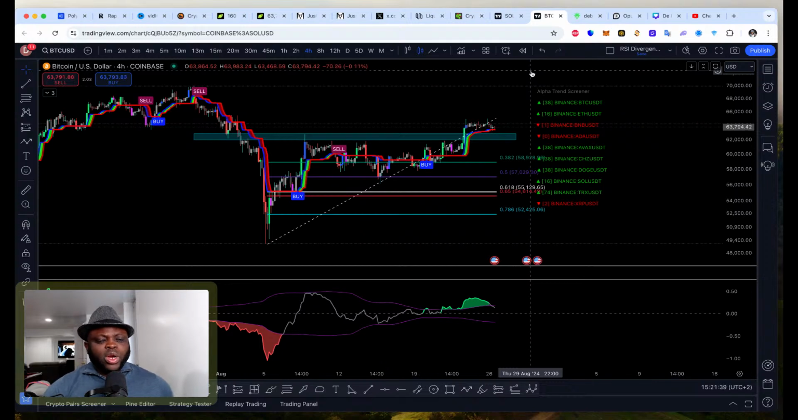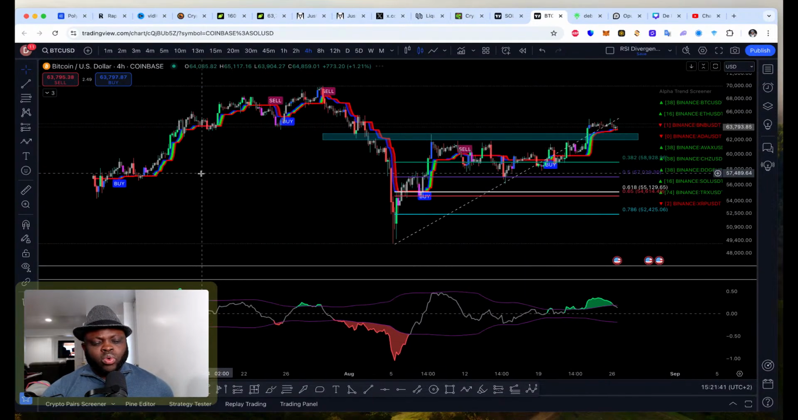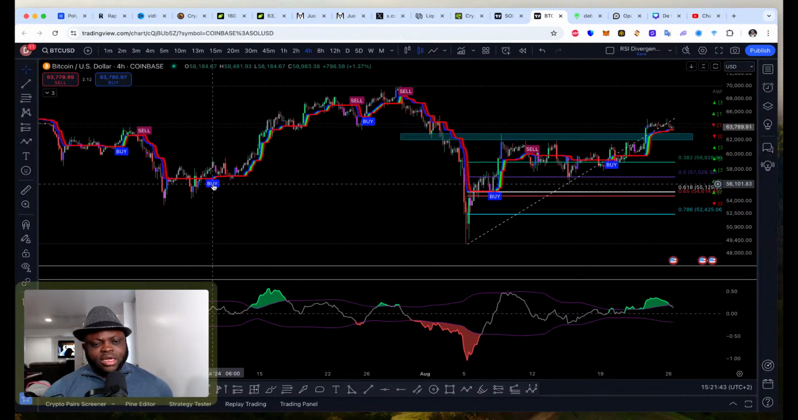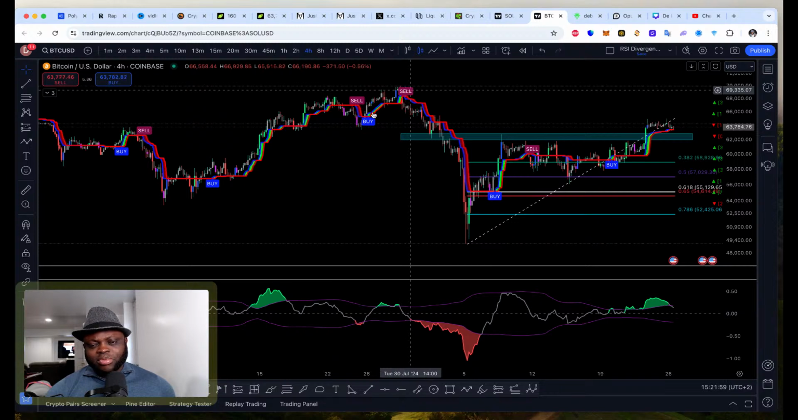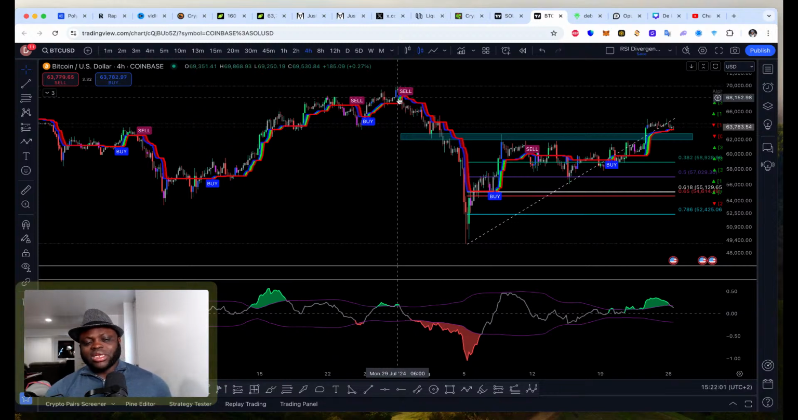So again, when we look at the Alpha Trend, as I mentioned, it gives you a signal of what price is doing, be it when price is in an uptrend or downtrend, and this buy and sell signal is how you determine what price is doing.